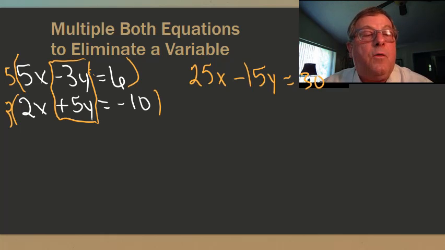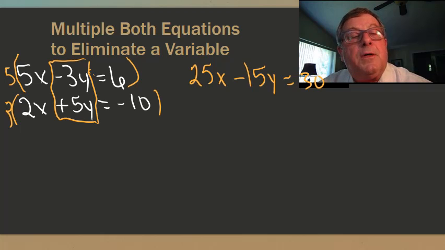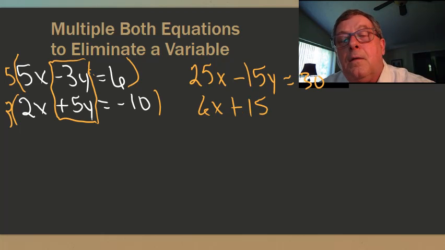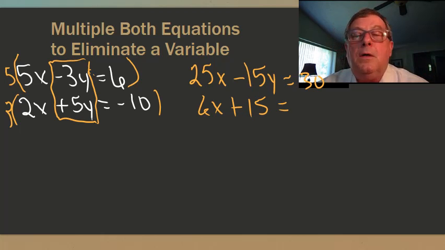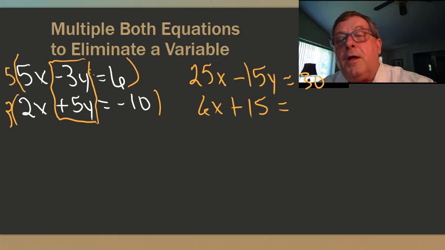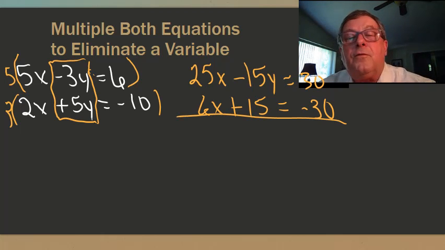I'm going to the second equation. I'm going to multiply everything by 3. And so that's going to give me 6x plus 15y equals negative 30. Interesting. Okay, we're just going to add these together.